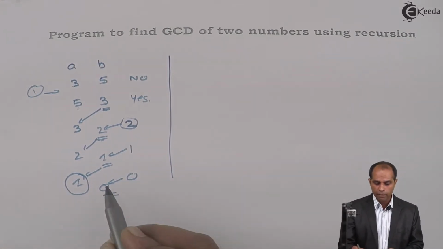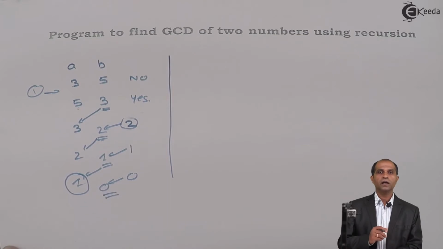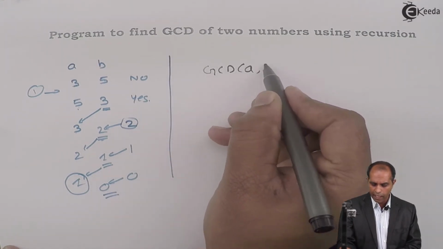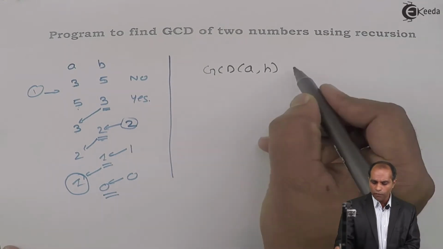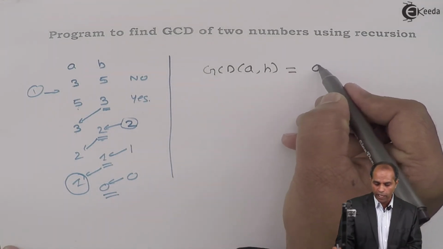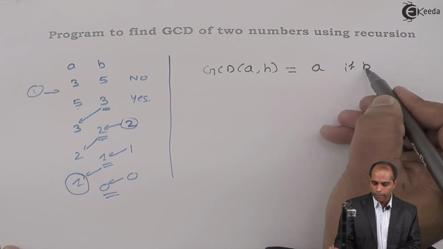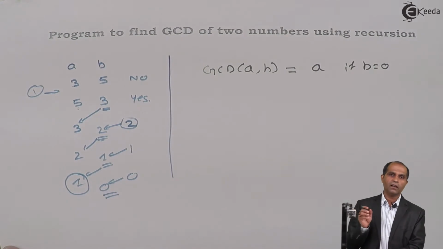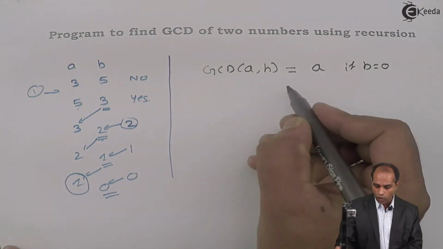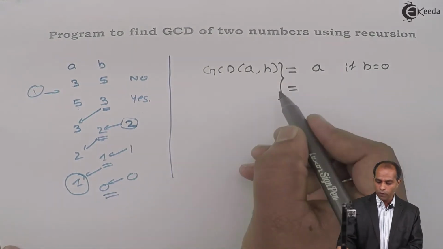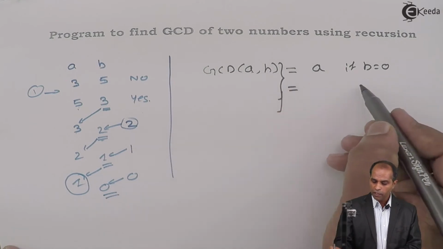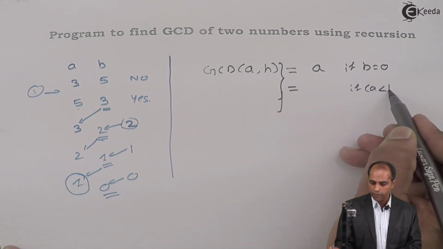Now let's write the same algorithm using recursion, and that too using functions. Suppose I had to find the GCD of A and B. GCD of A and B will be equal to A if B equals 0. When B is 0, you will say A is the final answer. If not, then proceed further. Check: is A less than B?